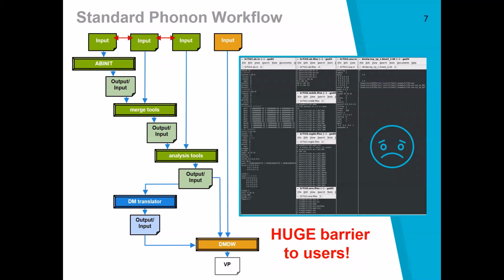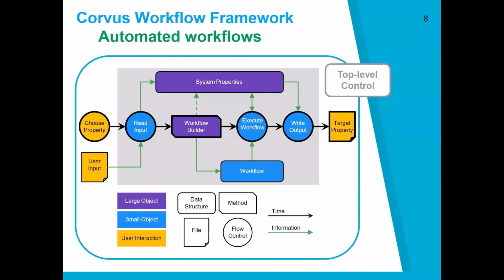But this kind of multiple input format workflow, where things aren't fully automated, is a pretty big barrier to users. Not that people can't figure out how to do it, but they may not really have time to deal with this, and it would be much easier if they could learn one format for input and output and not have to deal with all this translation. So this is where Corvus comes in.